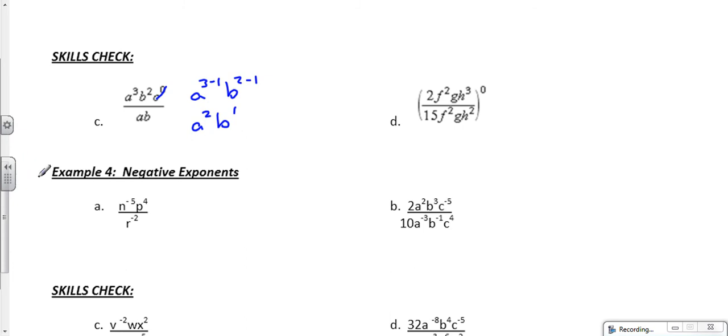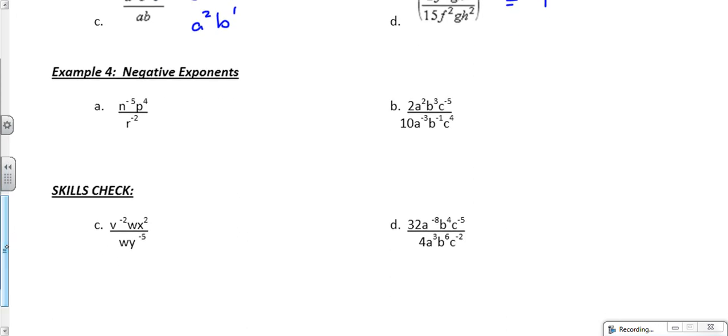B to the 1 or just b are the same things. Here we have everything inside the parentheses to the 0 power equal to 1. Now here's where it gets a little interesting. We haven't talked about this yet in a particular example, but here is a negative power. So let's look at this.